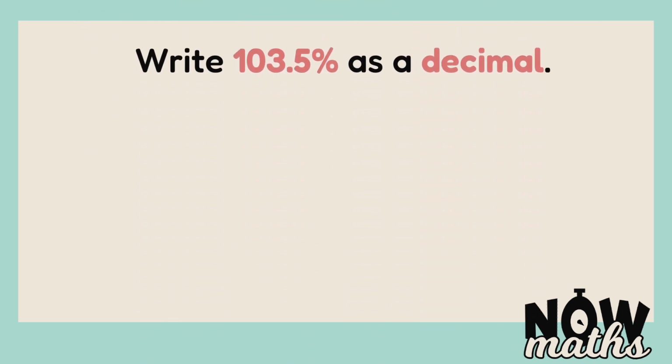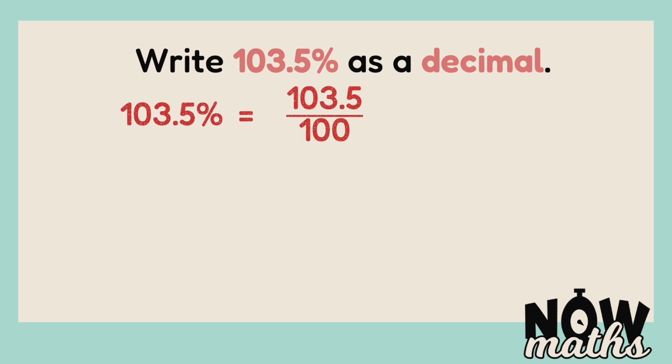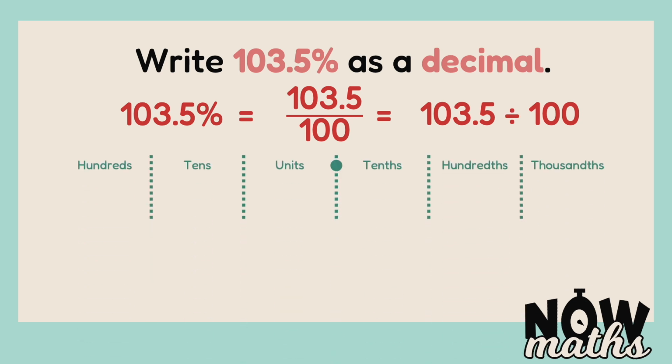Now let's take a look at the most difficult question in this video. So we're going to write 103.5% as a decimal. So we can start in the same way we have previously by saying 103.5% is the same as 103.5 out of 100. And this is the same as 103.5 divided by 100. Now we're going to divide 103.5 by 100. And 103.5 has 1 hundred, 0 tens, 3 units and 5 tenths.